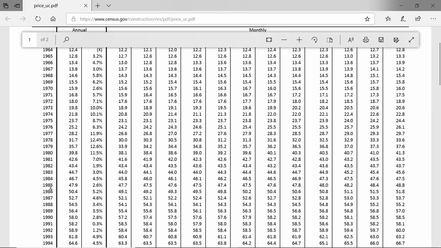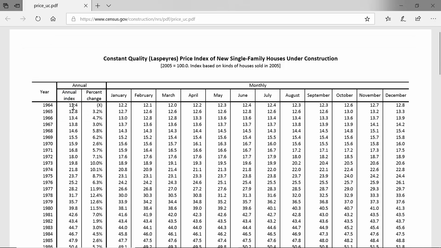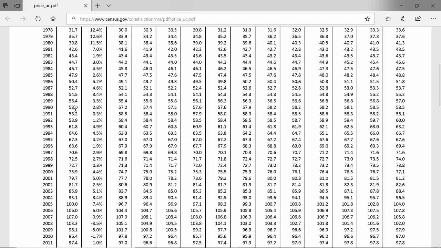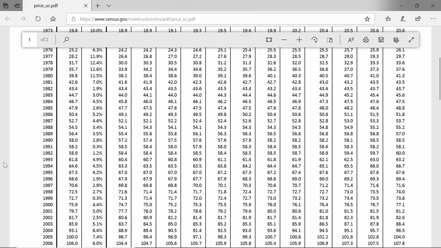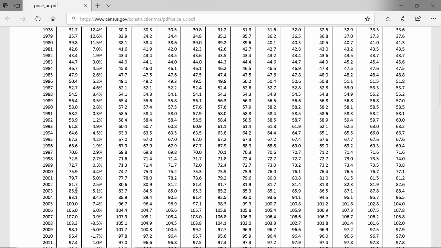And so over here on the far left side, it's saying the year. And then the main thing I want us to focus on is this column that says annual index. What you'll notice about the trend is that the annual index is going up. It starts in 1964, and the baseline year is 2005. So what they're saying is that the cost of a new single family house that was built in 2005 is $100. Do you think that means that a new house was $100 in 2005?